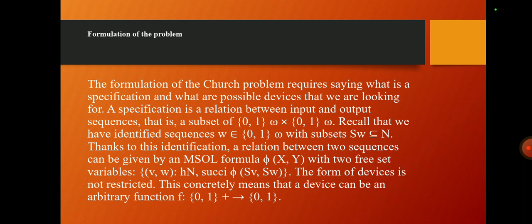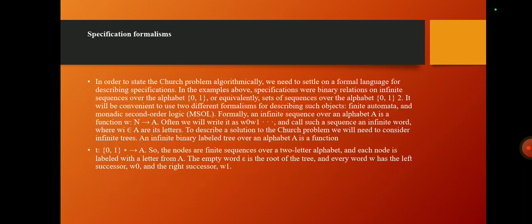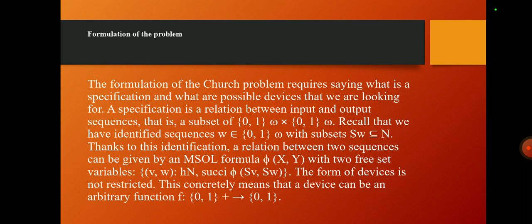So the formulation of the Church problem is a specification, and we are going to discuss the possible devices that we are looking for here. So here the form of devices is not restricted. This means the device can be any arbitrary function which is mentioned here. Then the relation between two sequences can be given by an MSOL formula. That's what we discussed, the monadic second order logic, that is nothing but MSOL. So here also a relation between two sequences can be given by an MSOL formula.